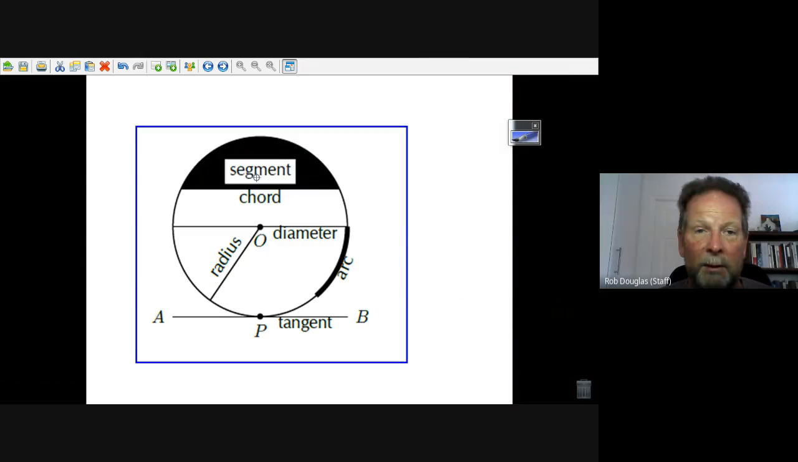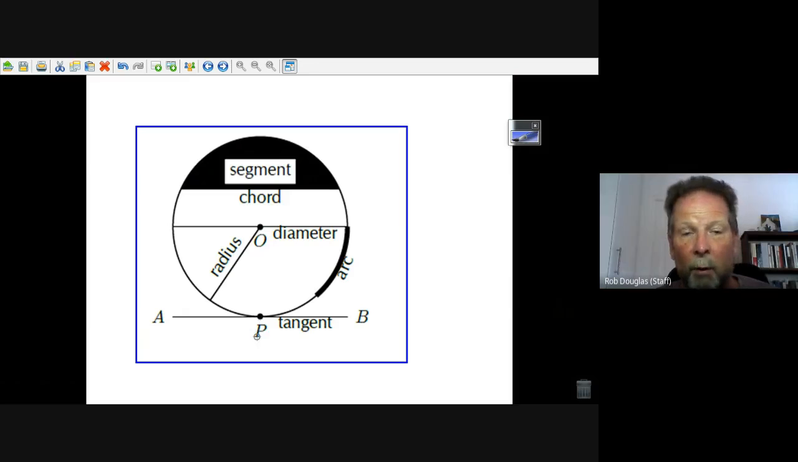Here's a segment on the top. Here's a bigger segment on the bottom. So it's a part of the circle. An arc is a section on the outside of the circumference of the circle. The circumference means the outside of the circle. This is a point on the circumference. And there's a line that passes through one point on the outside of a circle. It's called the tangent line.